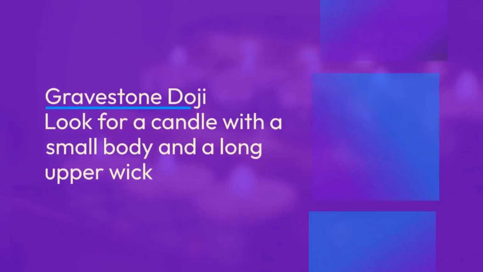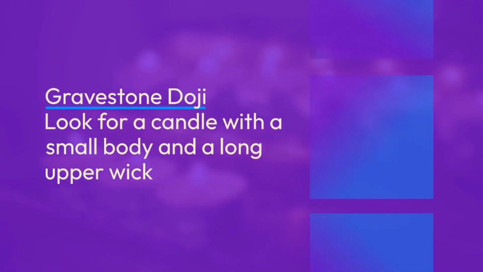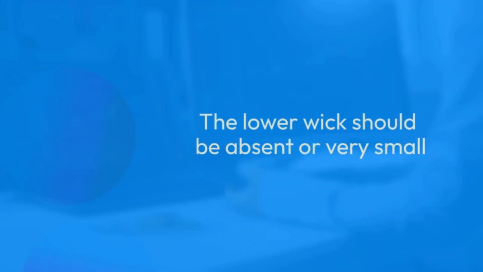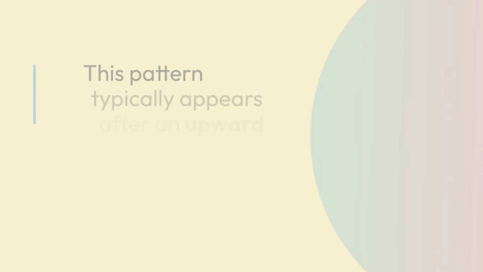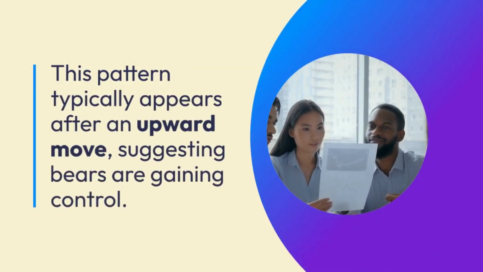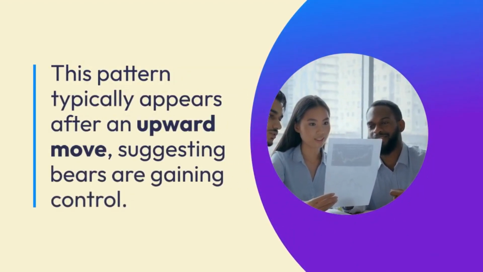To spot a gravestone doji, look for a candle with a small body and a long upper wick. The lower wick should be absent or very small. This pattern typically appears after an upward move, suggesting bears are gaining control.